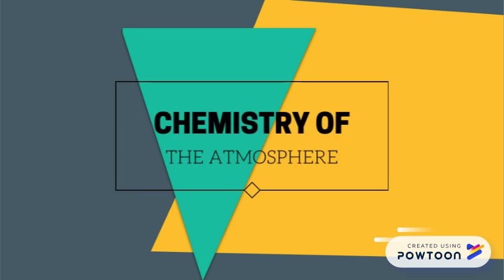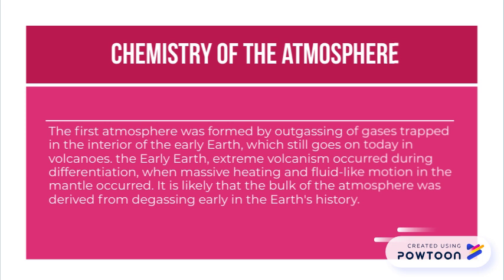The chemistry of the atmosphere. The first atmosphere was formed by outgassing of gases trapped in the interior of the early Earth, which still goes on today in volcanoes. The early Earth's extreme volcanism occurred during differentiation, when massive heating and fluid-like motion in the mantle occurred. It is likely that the bulk of the atmosphere was derived from degassing early in the Earth's history.